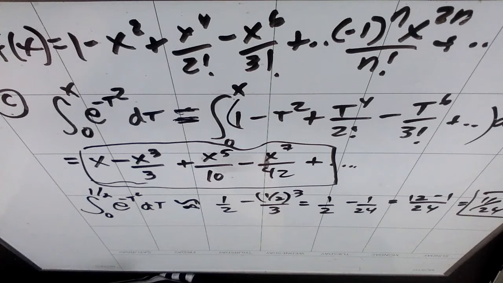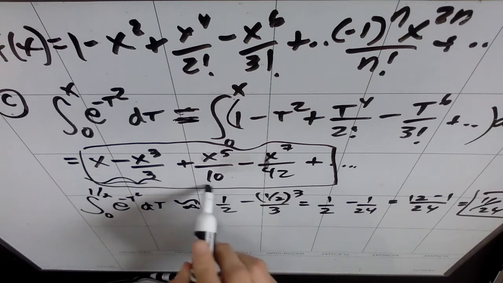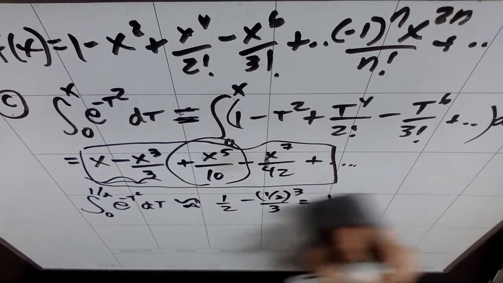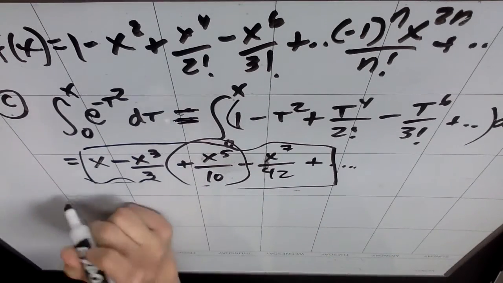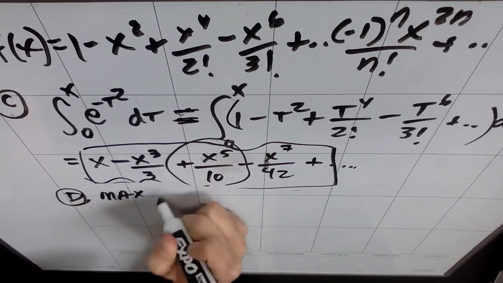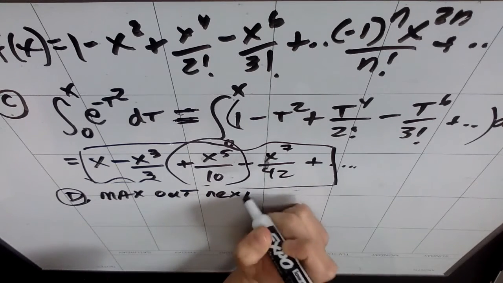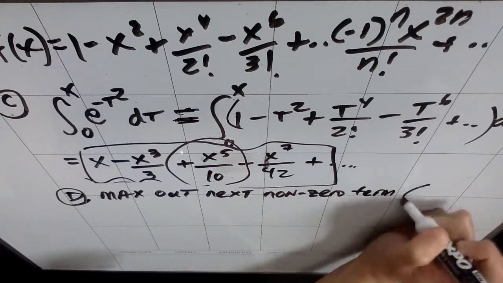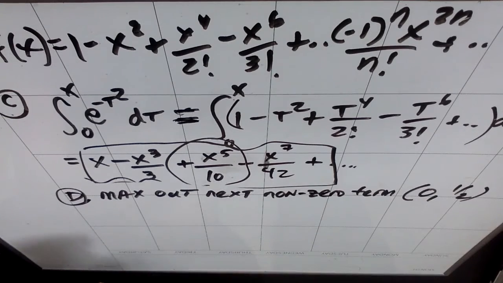Part D. Here we go. Part D is going to be asking me to use the error, which is just the next non-zero term. Explain why the estimate found in part C differs from the actual value by less than 1/200. Okay, so if I use these terms, I'm maxing out this term to find the error. So in part D, we want to max out the next non-zero term on the window from the center, which is 0, to the point I plugged in, which is 1/2.